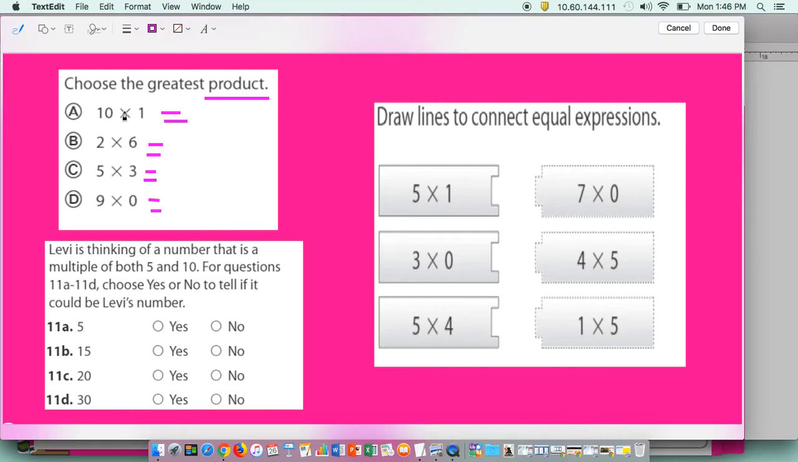Alright, let's do the product. This is 10. This is 12. This is 15. This one is, what is it? That's right, it's 0. Alright, so which is the greatest product? The biggest number is 15, so I'm going to do C.